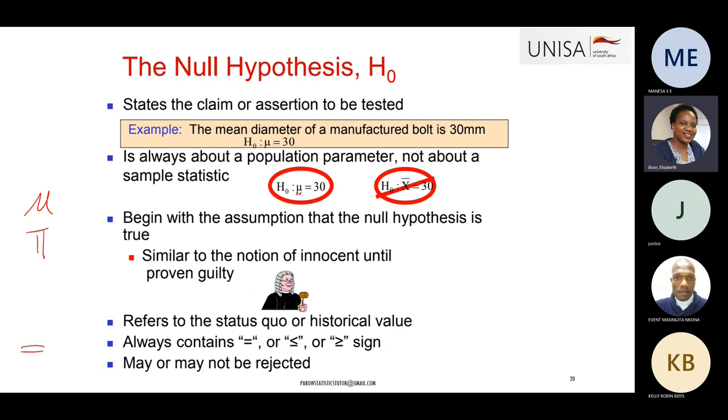And when we make a decision, we make it based on whether we are going to reject the null hypothesis or we are not rejecting the null hypothesis. And when we state the decision, we say we reject the null hypothesis or we do not reject the null hypothesis.